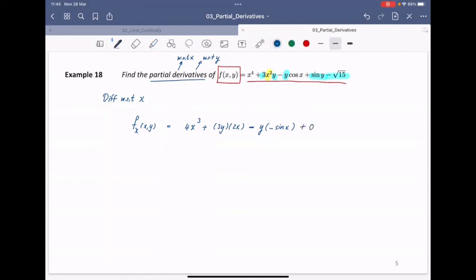Sounds good. And then here you're gonna get 4x cubed plus 6xy plus y sine x. This is the partial derivative, the derivative with respect to x. Okay, that's the first one. So let's differentiate with respect to y. Here you're gonna do f subscript y.